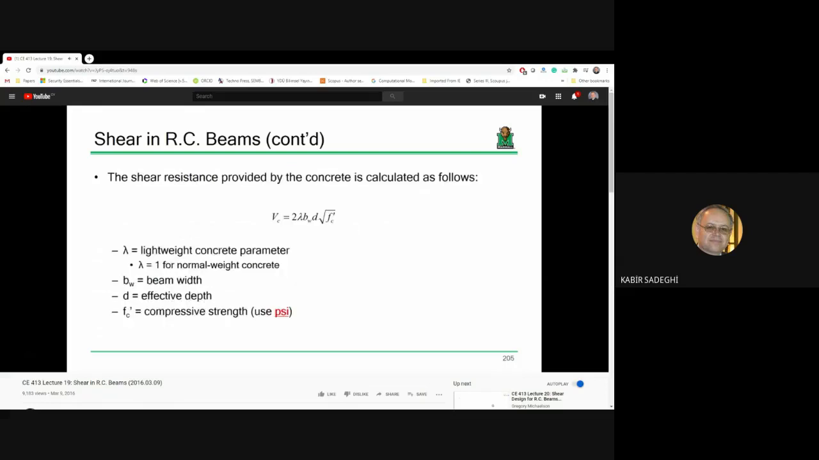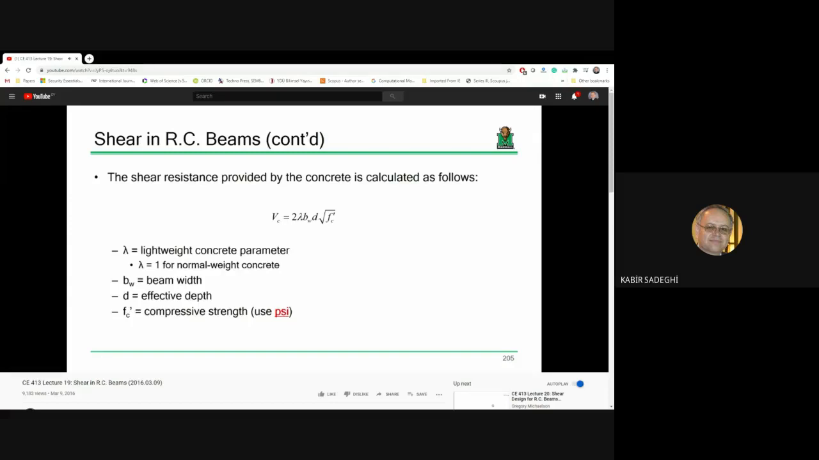Now, in terms of shear strength, if we look at the concrete, it's pretty simple. The shear strength of concrete is constant, okay? And we calculate it as 2 times the effective area, b times d, times lambda, that lightweight aggregate factor, lightweight concrete parameter, and then times the square root of f'c.